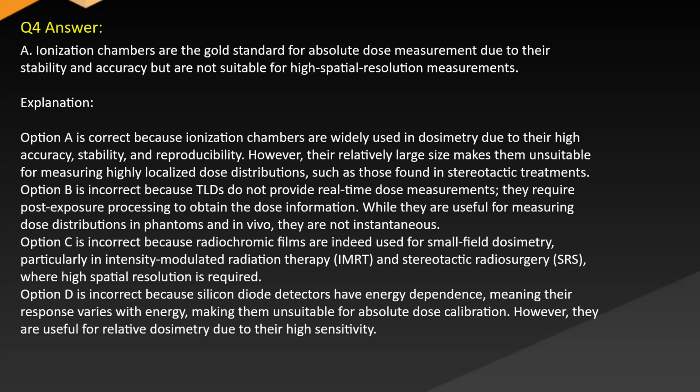They require post-exposure processing to obtain the dose information. While they are useful for measuring dose distributions in phantoms and in vivo, they are not instantaneous. Option C is incorrect because radiochromic films are indeed used for small field dosimetry, particularly in intensity modulated radiation therapy (IMRT) and stereotactic radiosurgery (SRS), where high spatial resolution is required. Option D is incorrect because silicon diode detectors have energy dependence, meaning their response varies with energy, making them unsuitable for absolute dose calibration. However, they are useful for relative dosimetry due to their high sensitivity.